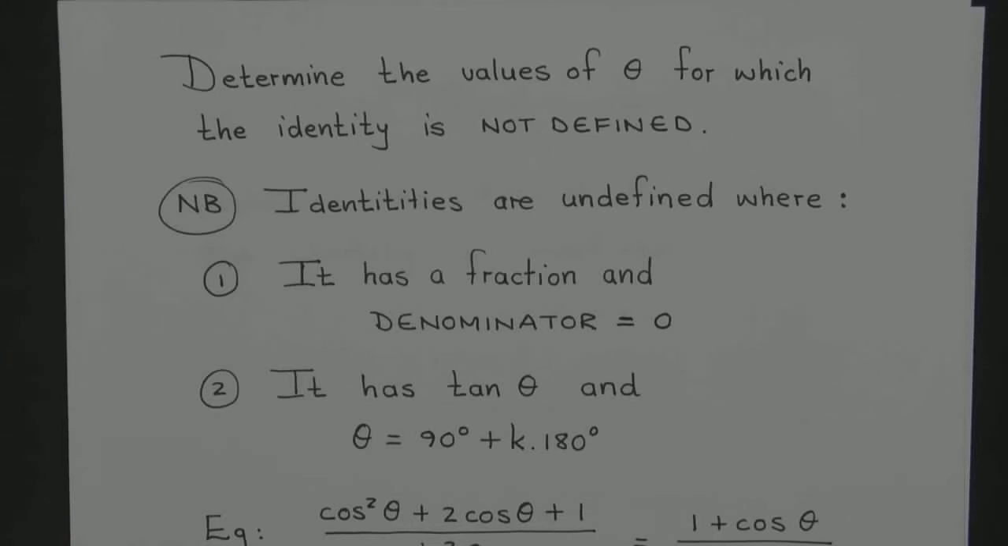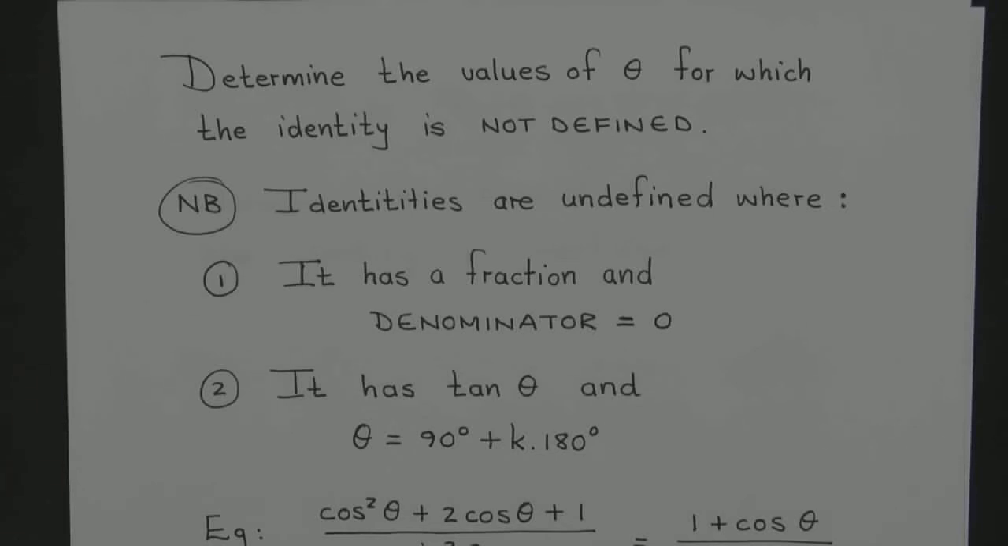Determine the values of theta for which this identity is not defined. Meaning, there are certain values of theta that if I sub into the left-hand side and into the right-hand side, will mean I will get a math error on my calculator. And if I get a math error on my calculator, then obviously it's undefined, which means I can't sub that value into the left-hand side. I can't sub that value into the right-hand side. So for that value, the identity will not work.